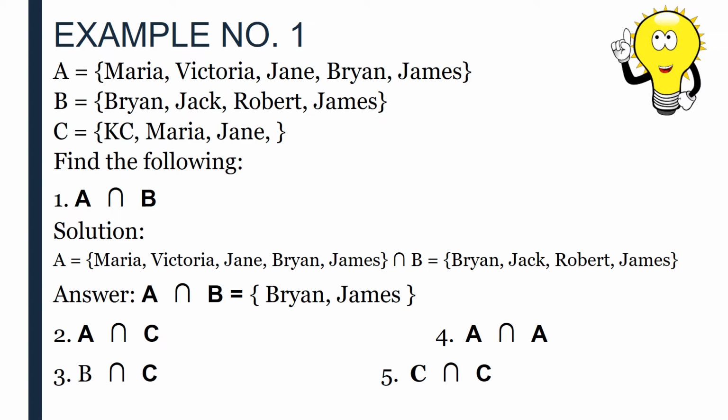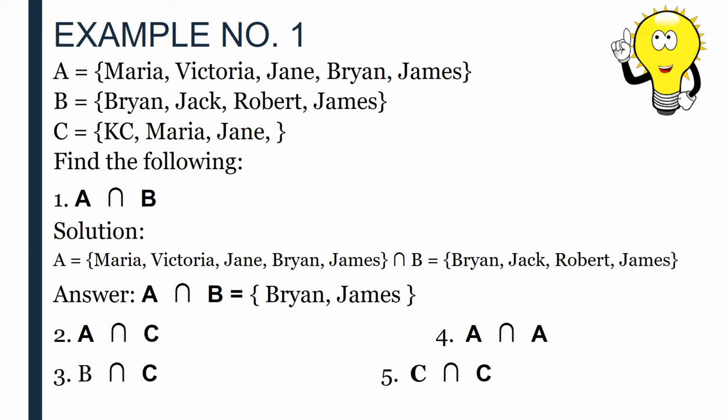For number 3, B intersection of C, check natin ulit sa set B at saka sa set C. So sa set B, Brian, Jack, Robert, James. Sa set C, Casey, Maria, and Jane. So mapapansin natin, wala silang kapareho. Pag wala pong kapareho, ang tawag dyan ay empty set or null set. So pag sinabing empty set, walang laman, walang kapareho.